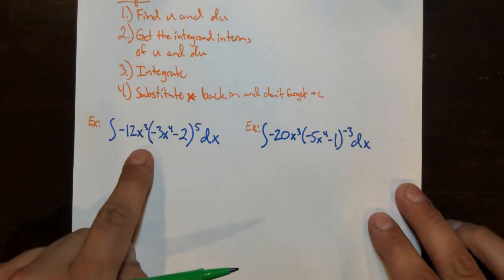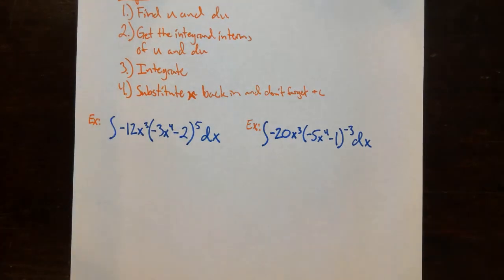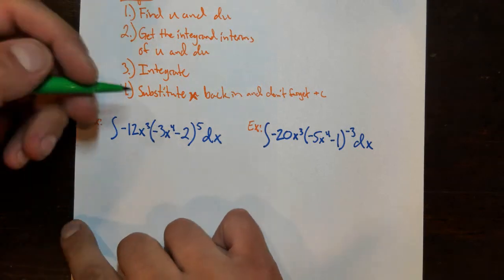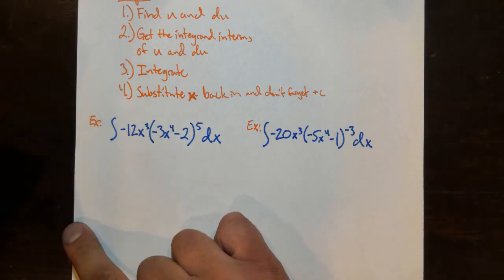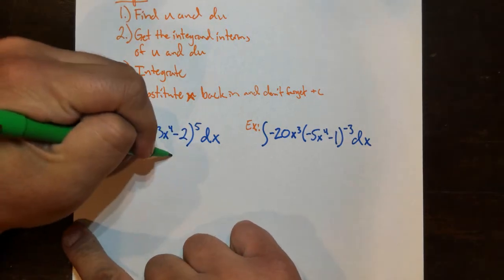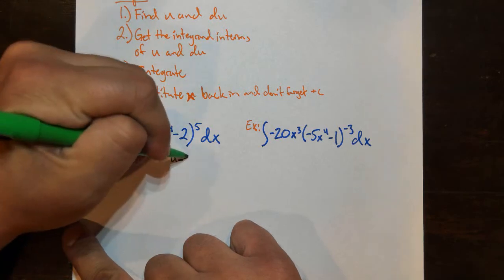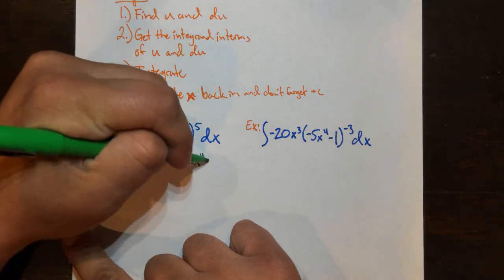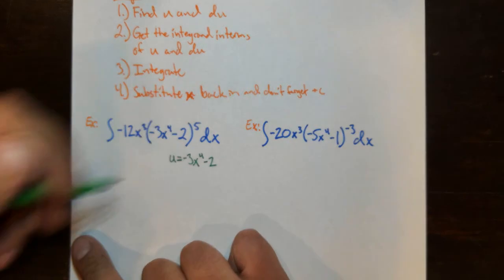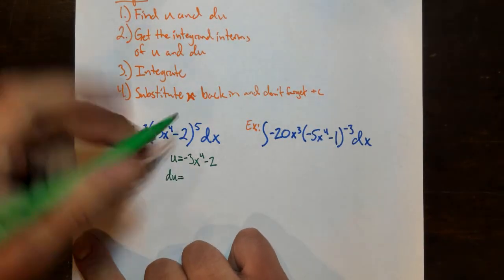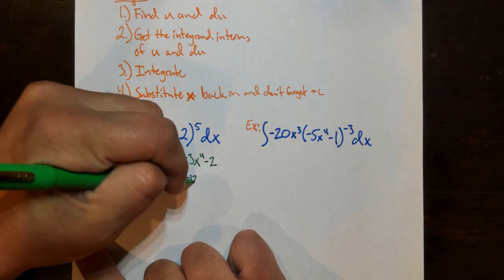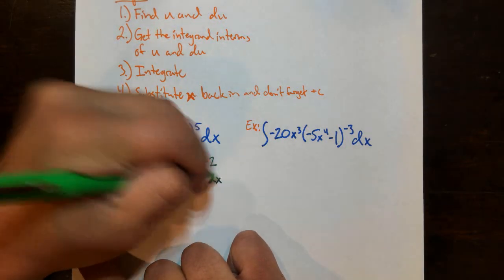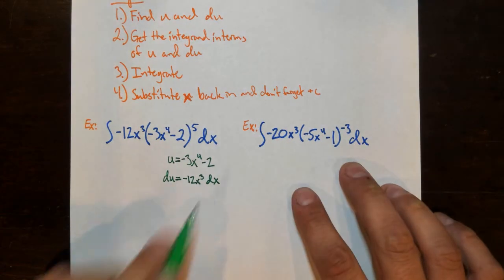Okay, so let's go straight into some examples here. So looking at this first example on the left here, our first step is we need to find u and we need to find du. So u is going to be this thing in the parentheses, and you'll get better at this as you go through. U, I can say, is negative 3x to the 4th minus 2. Well, du would just be the derivative of that, so strictly take the derivative of u. So it's going to be negative 12x cubed dx. And we do want to include a dx in there.